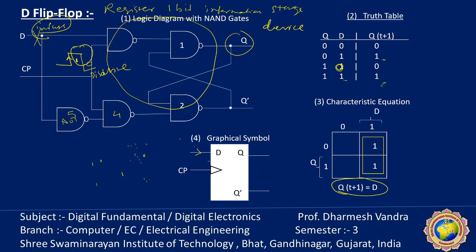The characteristic equation is also derived from this truth table, and the D input is independent of the present state. Remember that. The output is independent of the value of the present state, it does not depend on Q. It only depends on the value of D. Qt plus 1 is always equal to D. And the D flip-flop is normally useful as a 1-bit register circuit.